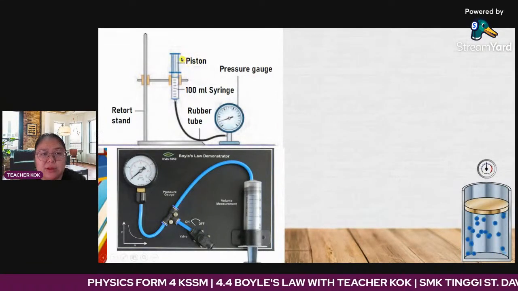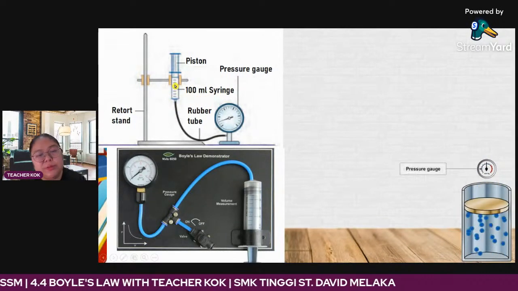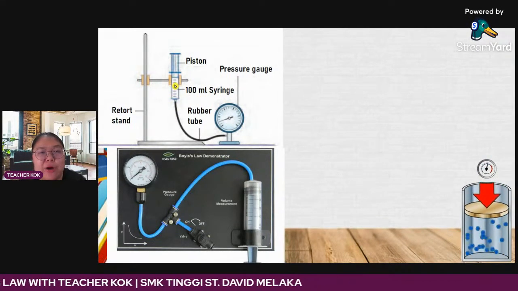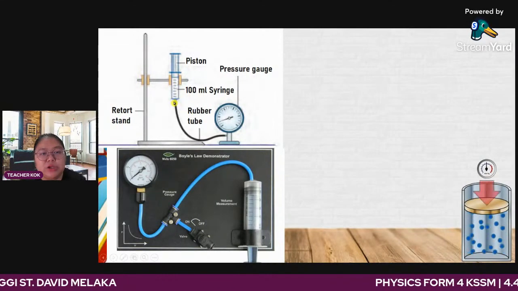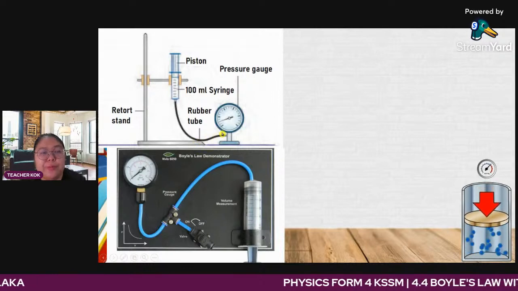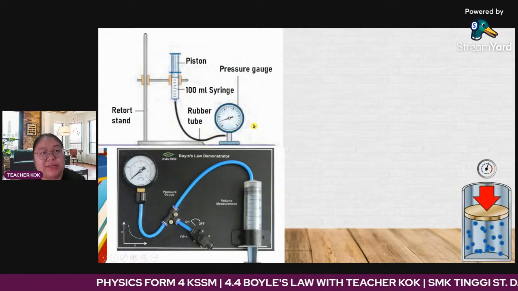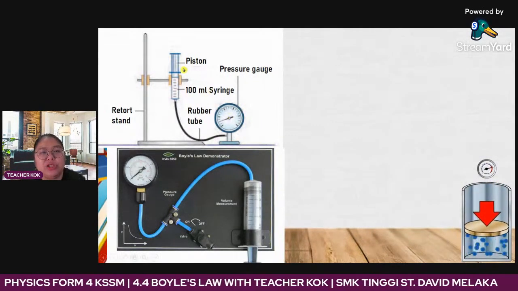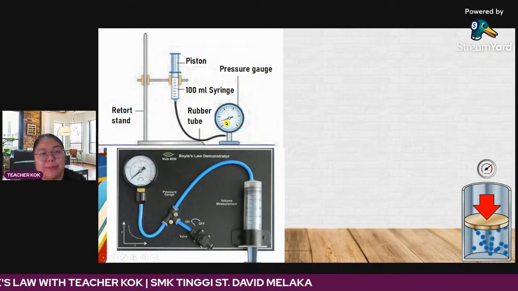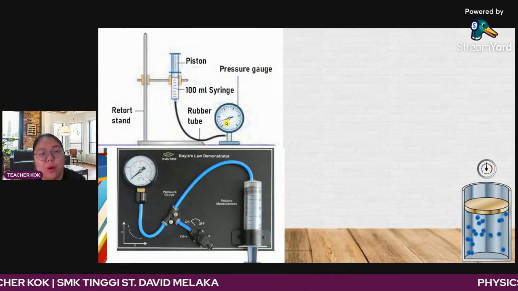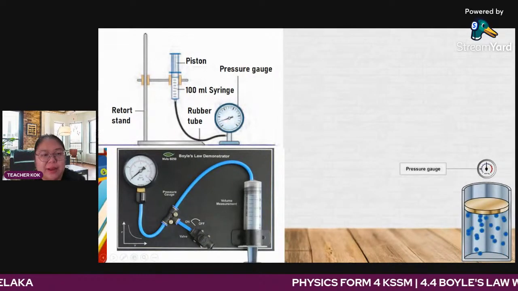We're using the piston. This one is together with the 100 ml syringe. So that means when you pull the piston up, actually they already got air inside the syringe. This one is a rubber tube you join with the pressure gauge. The pressure gauge measures how much the pressure is. So when you compress the piston, the pressure gauge pointer will move and show the reading. So you just read it. The diagram is exactly like this.